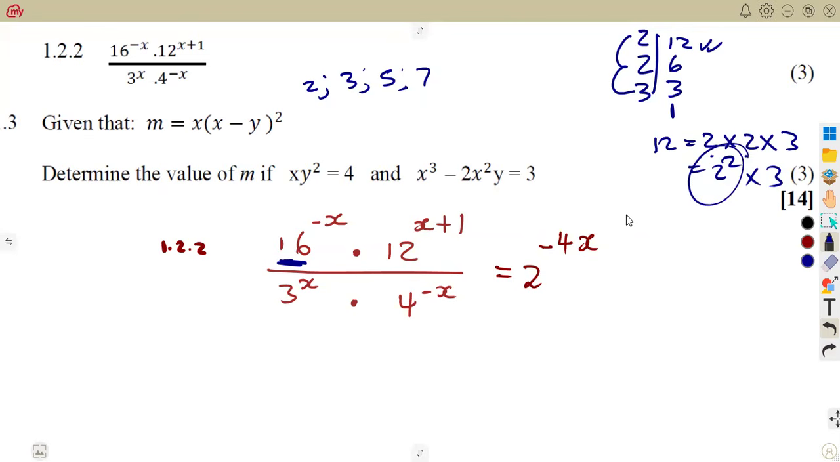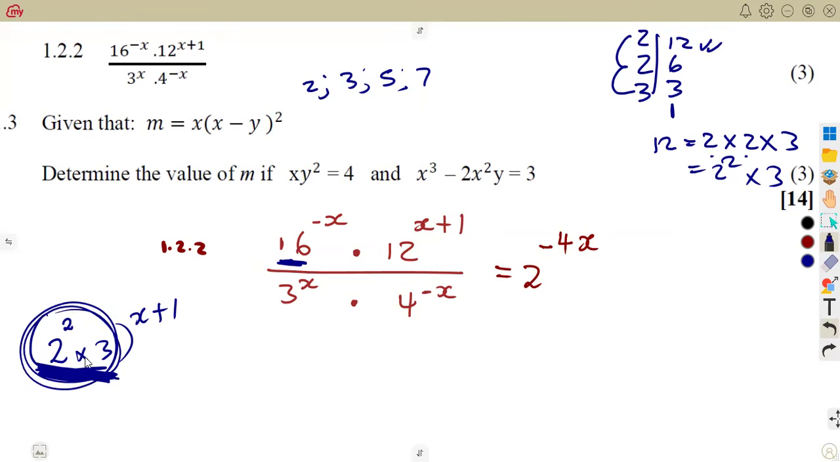I'm dealing with prime numbers, so I'm going to use 2, but you can use any other number. But as for me, guys, with my method, prime numbers. So this is what you're going to have in place of 12: 2 to the exponent of 2 times 3. But being raised to the exponent of what? As it is given originally there, it is raised to the exponent of x plus 1. This is your 12, written in another format.